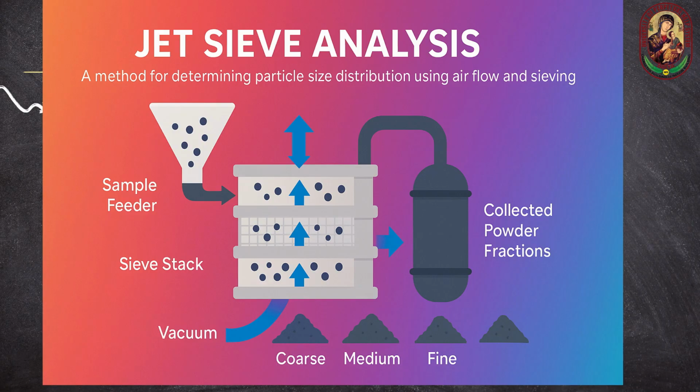This technique is faster, cleaner, and more consistent, especially for dry powders used in pharmaceutical manufacturing. So compared to the old manual sieving, the jet sieve is smarter, combining precision with automation. It saves time, reduces error, and gives pharmacists a clearer view of powder uniformity and quality.